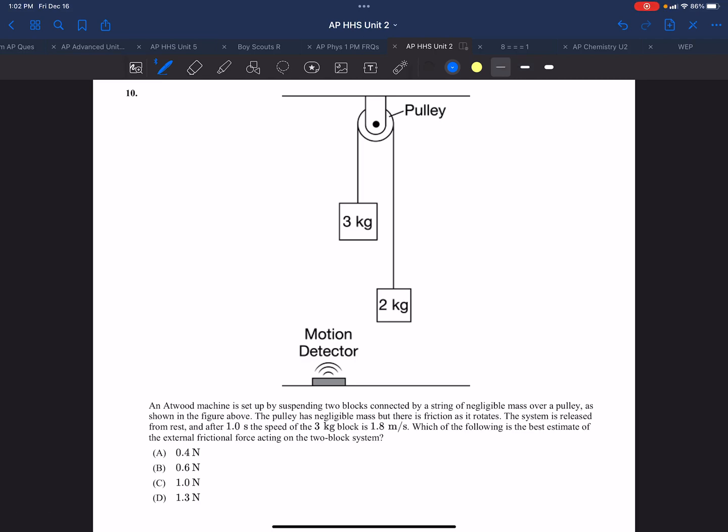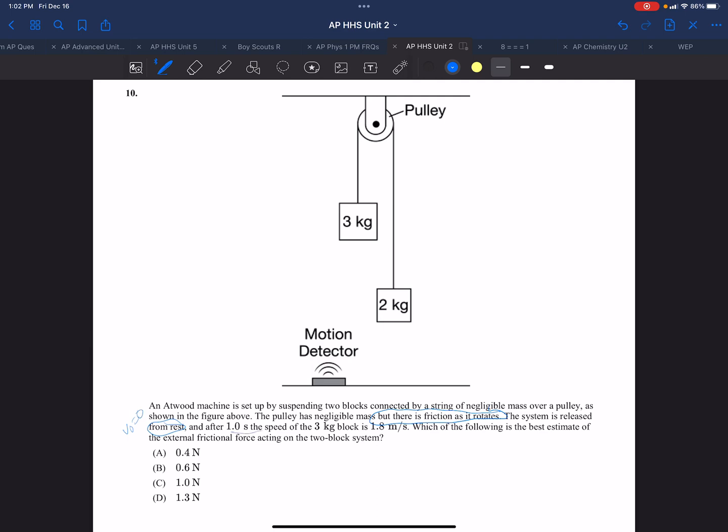We have a pure Atwood machine here. We have a motion detector detecting the motion. The pulley has negligible mass, as does the spring, but there is friction. There is friction as it rotates. The system is released from rest, so V0 equals 0.